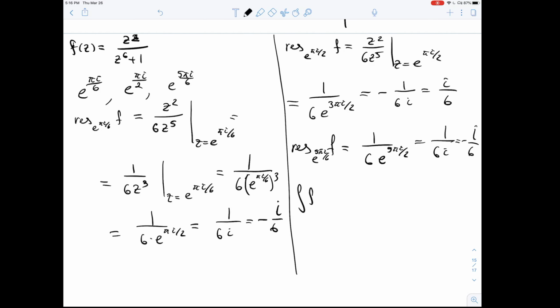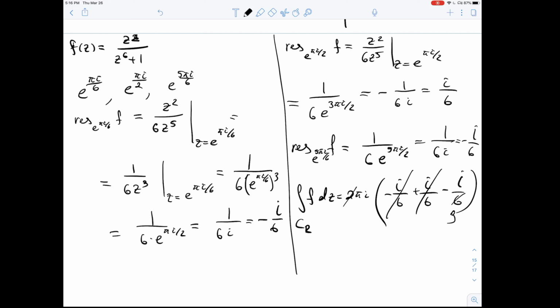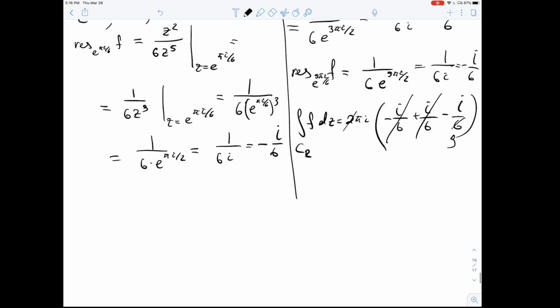And so we know that the integral of f over C_R is 2 pi i times the sum of the residues, so minus i over 6 plus i over 6 minus i over 6. All these fellows disappear. I get, so 2 and 6 cancel out, and i times minus i is plus 1. So what I get is pi over 3.